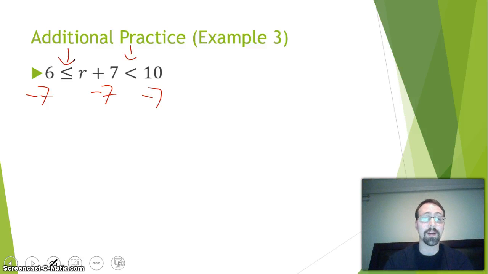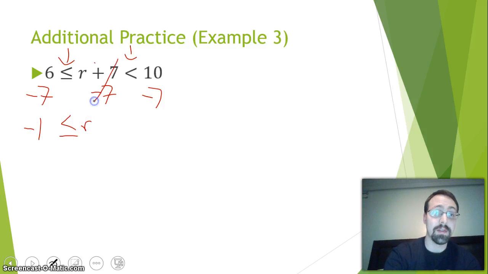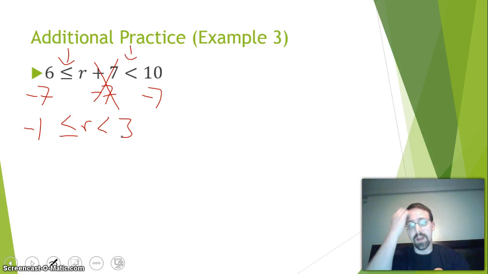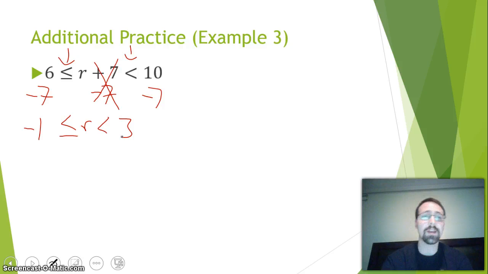So the way that this works, we take 6 minus 7, we'll get -1. It's less than or equal to r. R just comes down. These cancel out. And then it's less than 10 minus 7, which is 3. Sweet. So now we actually have two inequalities in this. We're saying that -1 is less than or equal to r, which is less than 3. Well, if you think about this, r is kind of sandwiched in the middle between that -1 and 3.